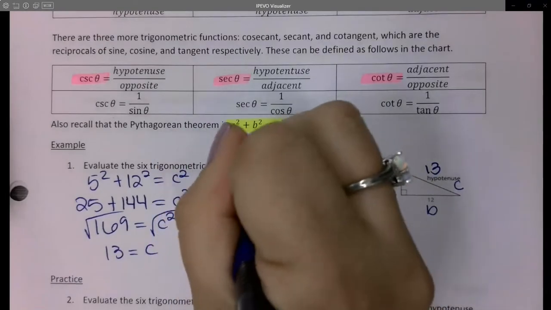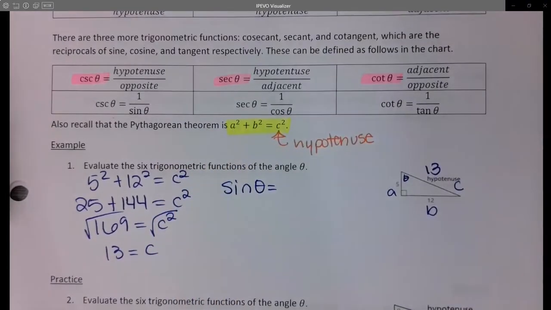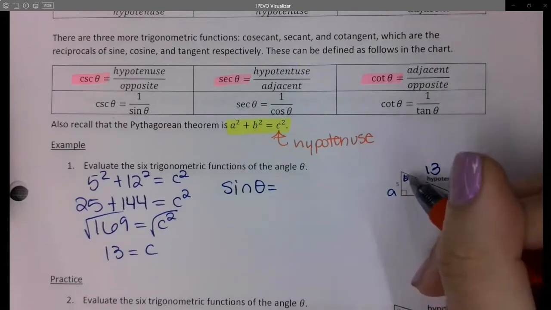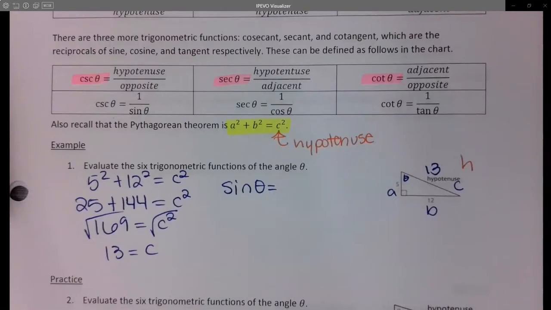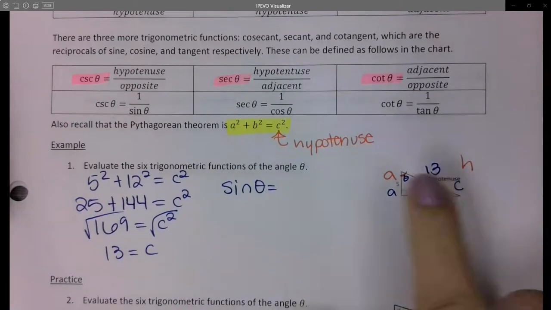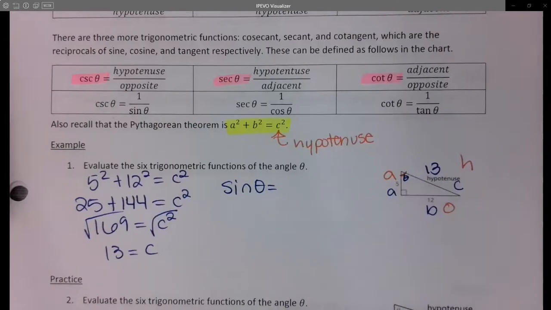So then I want to find my trig functions. I have my sine of theta. Wait. Before I do this, I want to label my sides in relation to my angle. So my angle is right here. I have my hypotenuse. I have my adjacent, which is the side next to the angle that isn't my hypotenuse. And then I have my opposite, the one that doesn't touch that angle mark I just drew.